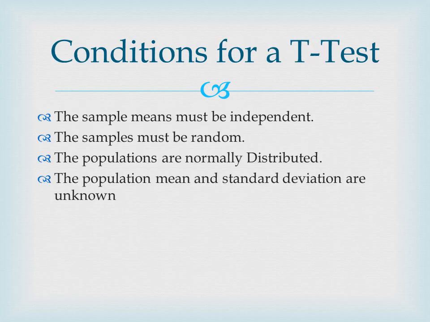As with all statistical tests of significance we've learned this semester, there are certain criteria for conducting a t-test. First, the samples must be independent, meaning the outcome of one sample doesn't influence the outcome of another sample. The samples must be random, the populations are normally distributed, and in reality there's a bit of wiggle room on this one. As long as the populations have similar distributions with no outliers, that's good enough. And the population mean and standard deviation are unknown.